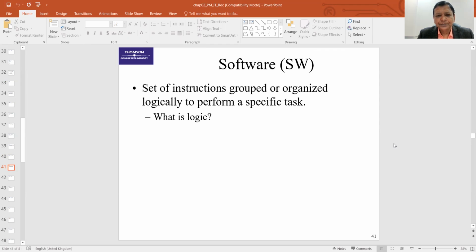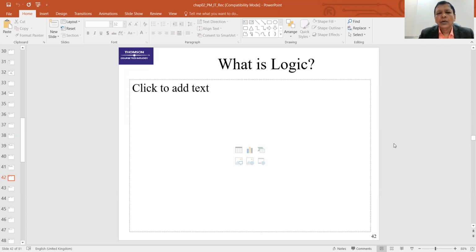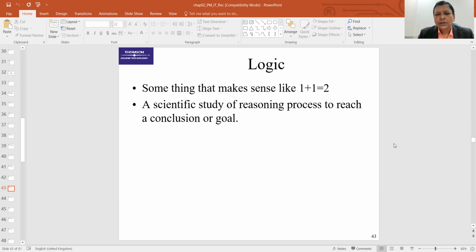What is a logic? Anything? Any answer? Something that makes sense, like 1 plus 1 equal 2. That is generic understanding of logic. In Arabic, it's called mantak, or in Urdu, also called mantak. Technically, a scientific study of reasoning process to reach a conclusion or goal. So we can infer something.